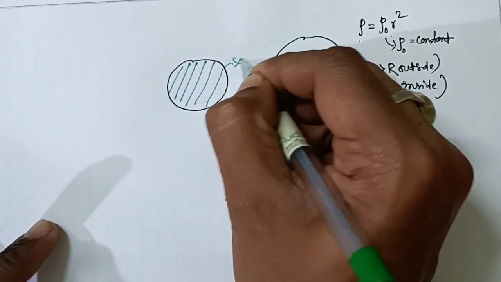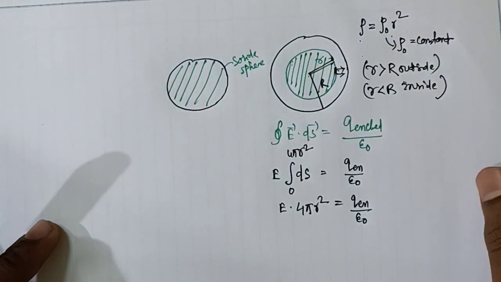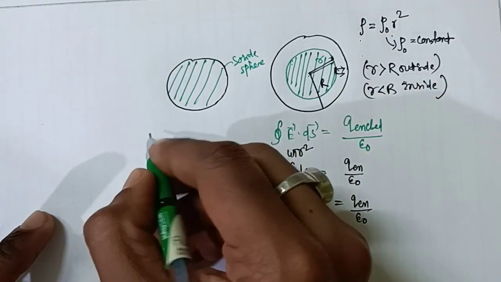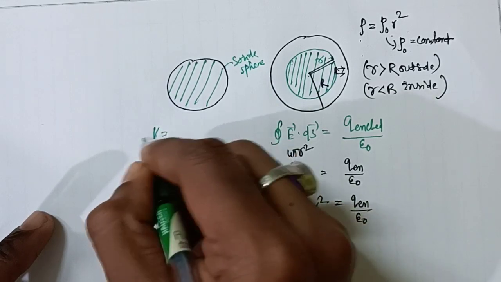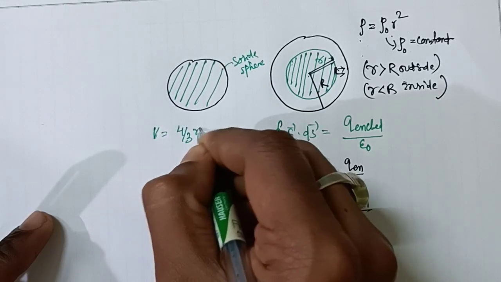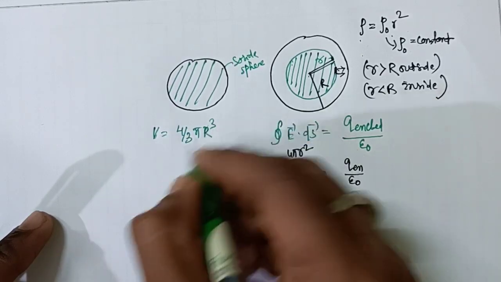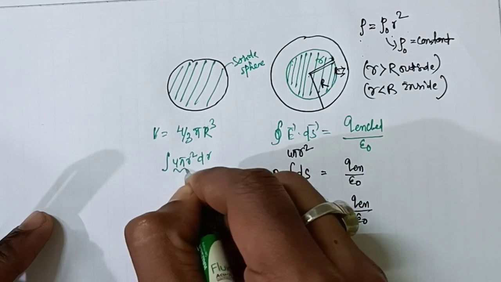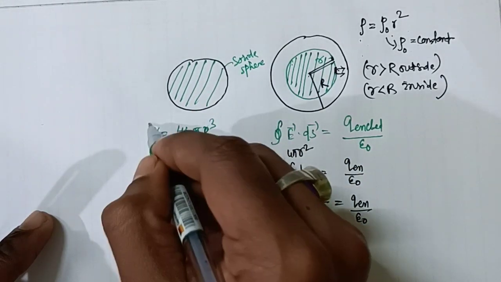This is also a solid sphere. If I go for the volume of the solid sphere, it is nothing but 4 by 3 pi r cube. How am I getting this volume of the solid sphere? We are simply integrating 4 pi r square dr, area into thickness. If I integrate from 0 to r, I will get this expression of the volume.